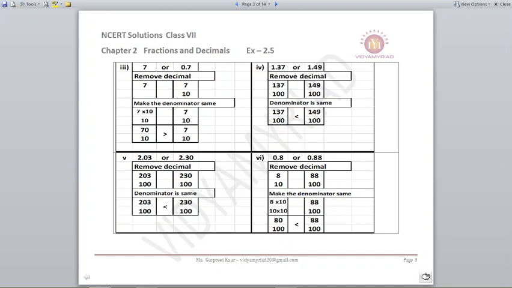Sixth part, 0.8 or 0.88. Now here the decimal places are different. So it will become 8 upon 10 and 88 upon 100. So 8 upon 10, to make 100 in the denominator, we will multiply it with 10. So it will become 80 upon 100 and 88 upon 100. Now is 80 bigger or 88 bigger? 88 is bigger. So clearly we can put the greater than sign over there.